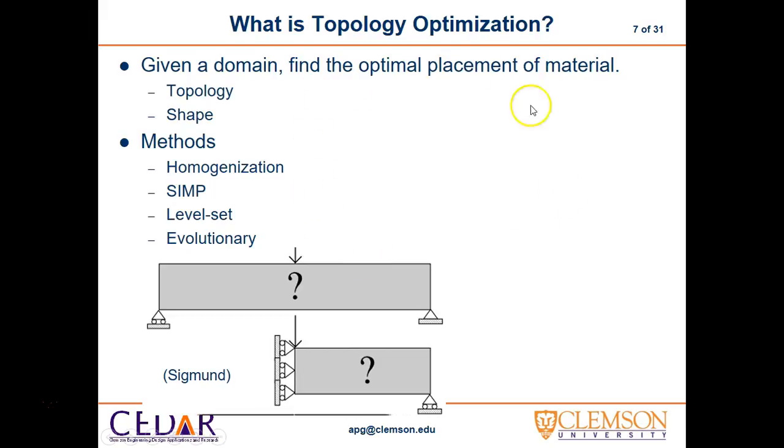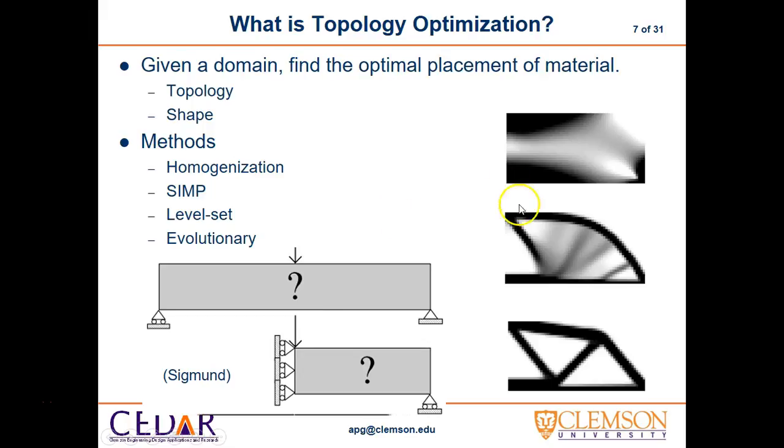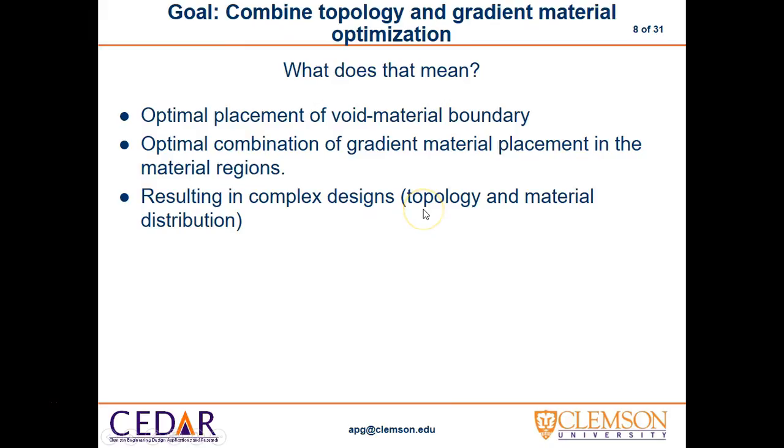So there are several different types of methods that you can use. One is called homogenization. There's also the SIMP method, the level set method, and also some evolutionary techniques. So we have a domain, and we'll find, for example, the optimal truss. The topology optimization will slowly change the design in order to get the optimal placement.